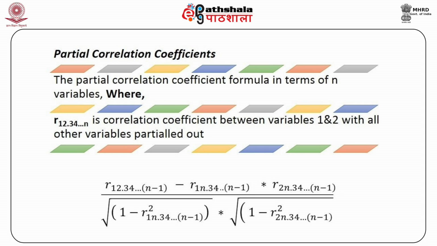So, equation 1 gives us the partial correlation R 1,2.34 till n, which is R 1,2.34 till n minus 1, minus R 1n.34 till n minus 1 into R 2n.34 till n minus 1, and this continues with as many variables, divided by square root of 1 minus r square 1n.34 till n minus 1 into square root of 1 minus r square 2n.34 till n minus 1.